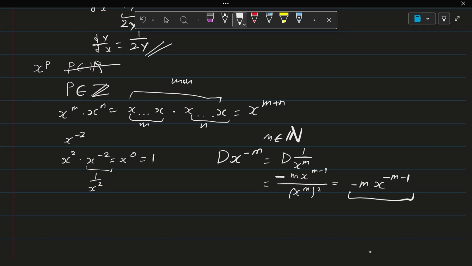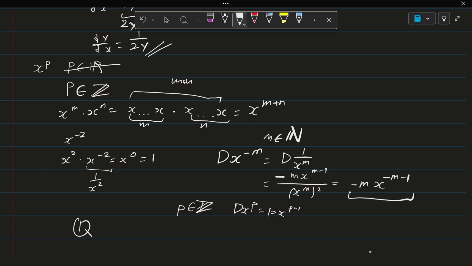So this is pretty much the same thing that you saw previously. Therefore, I could also conclude that if p is an element of the integers, the derivative of x to the power of p would be p times x to the power of p minus 1. So we have proved this as well for negative powers. But what about if my value is a rational number?